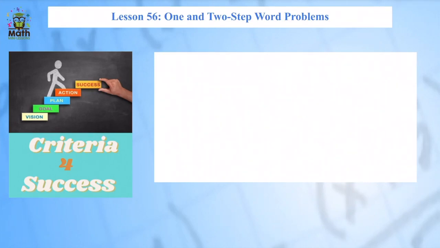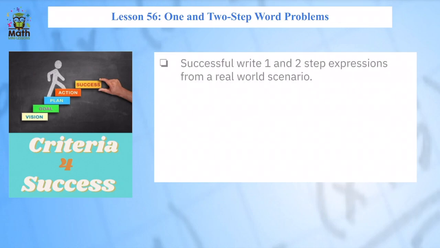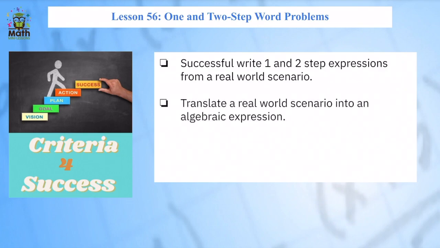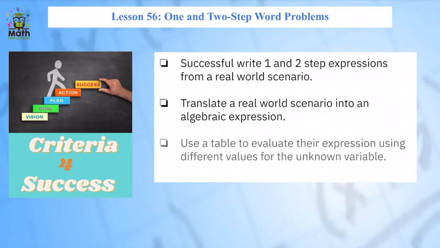This is lesson 56 and we're going to do some more practice with 1 and 2 step word problems. Here's what you're going to see me do in the model that you're going to demonstrate during your checkpoint and your exit ticket. So one, that you can successfully write a 1 and 2 step expression from a real world scenario in a word problem. We're also going to look to see that you can translate a real world scenario into the expression and that you can use a table to evaluate your expression using different unknowns. Okay, let's jump into the very first one.